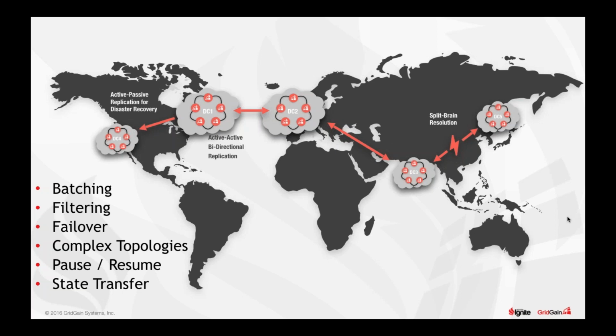Replication for a particular sender cache can be paused either manually or automatically. So if you do know that you have a data center down, you may want to pause replication and then go ahead and resume it. When replication is paused, cache updates are not replicated to the remote data centers. And so once it's resumed, you can force sending the entire cache content to the remote data center, and that's called state transfer.